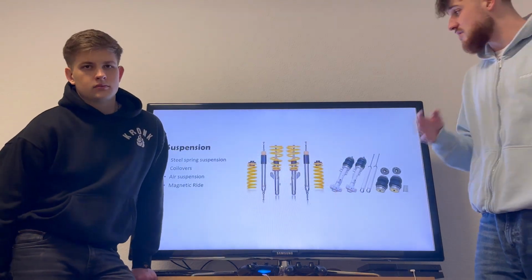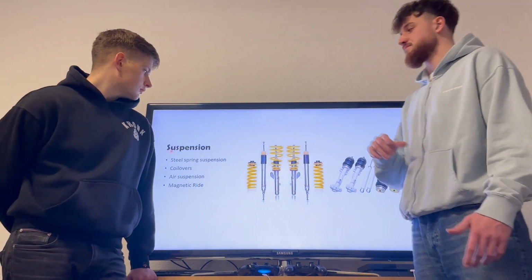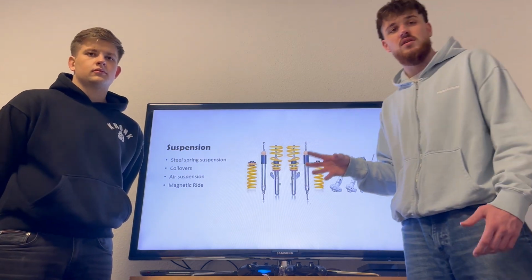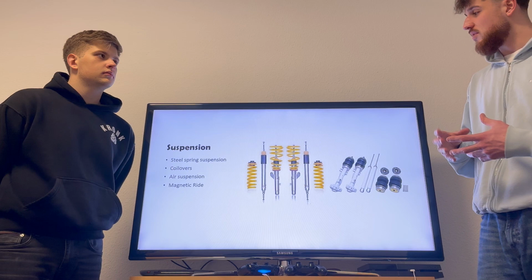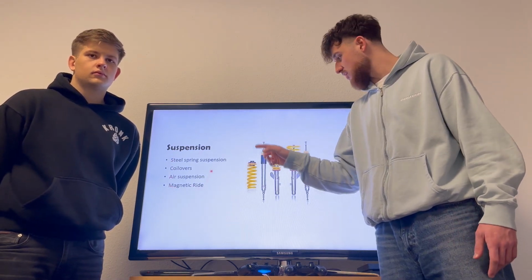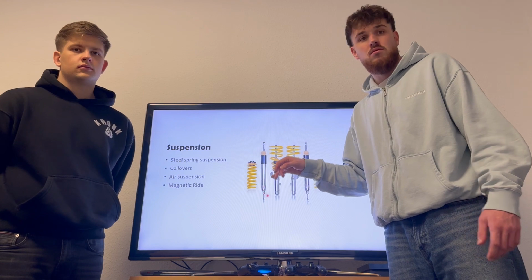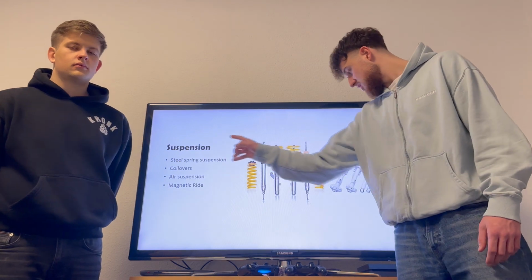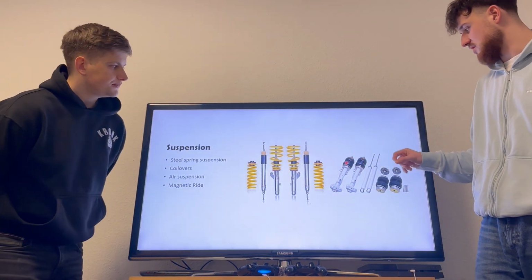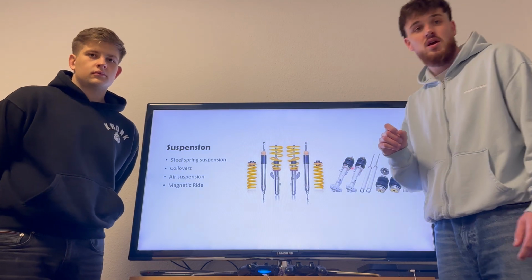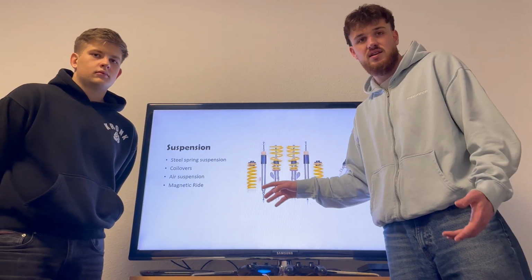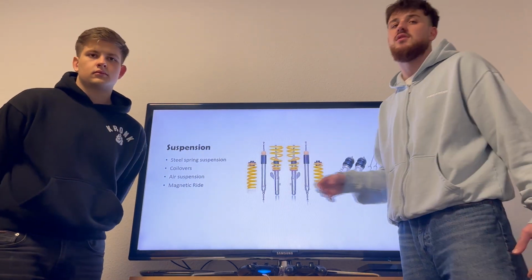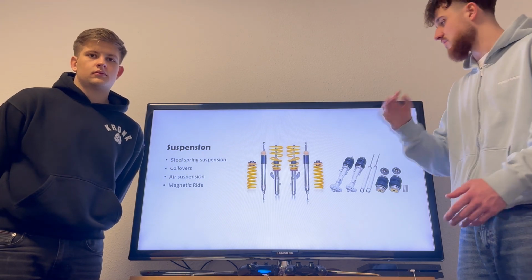Yeah. The last theme for today is the topic suspension. I've divided this part into four types. We have steel springs, we have coilovers, which are steel springs adjustable in height, and we have air suspension, where the spring gets replaced with an air pillow, and we have magnetic ride. It's basically the same as a normal damper, but you can adjust it with particles and oil, so you can make the damper softer or harder.